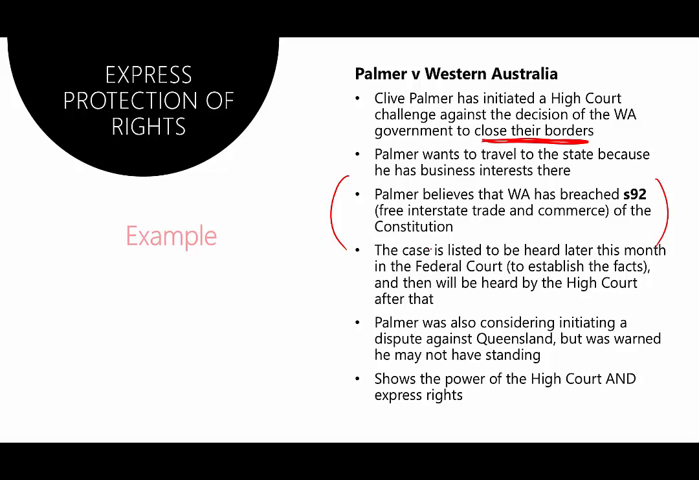They're going to establish facts in the federal court, and then once the facts are established, so ensuring he has standing, I suppose, and who's closed what and who's said what, all of this will be put together and given to the High Court, and then the High Court will actually hear the constitutional dispute. So the High Court will consider all of the facts in relation to Section 92 and make a decision about whether the WA border closure is unconstitutional or not.